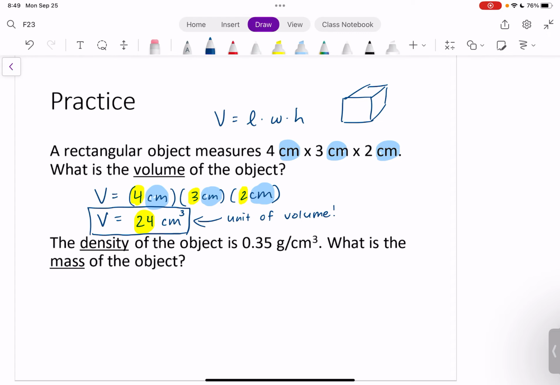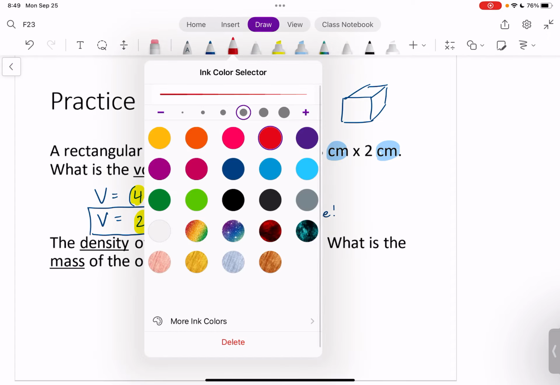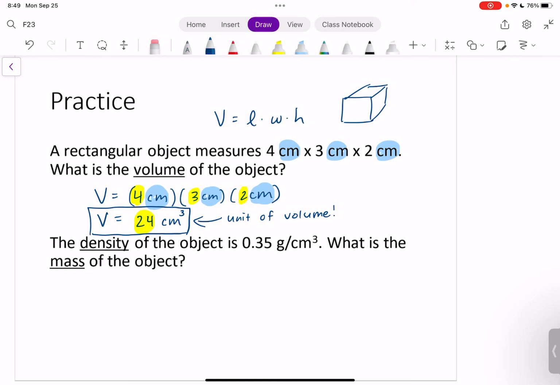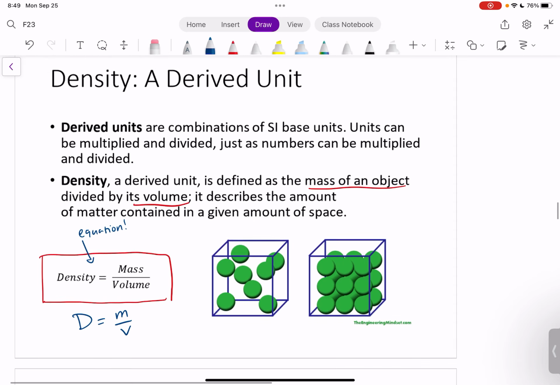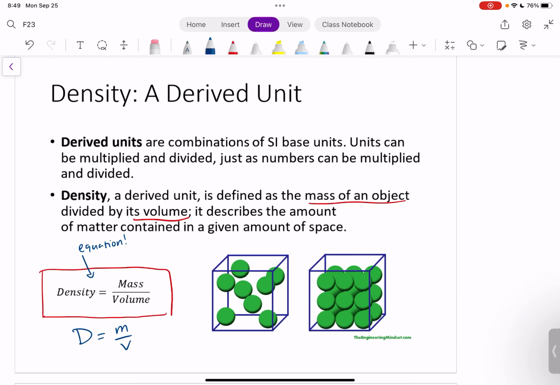All right, so the density of the object is 0.35 grams per centimeters cubed. What's the mass of the object? All right, so notice that they reported the density in units of grams per centimeters cubed. This is not typical for liquids. For liquids, we usually report the density in grams per mL.